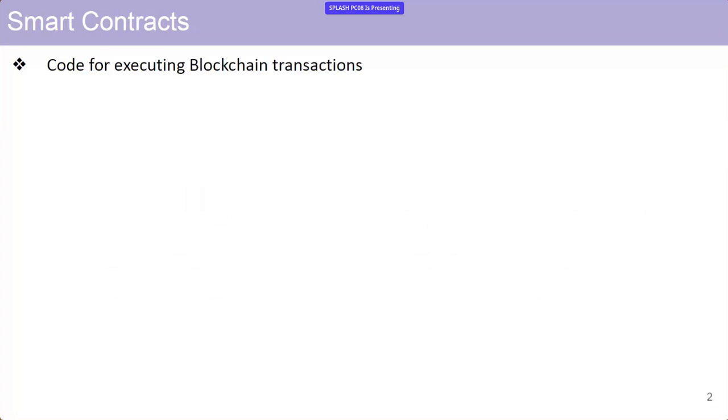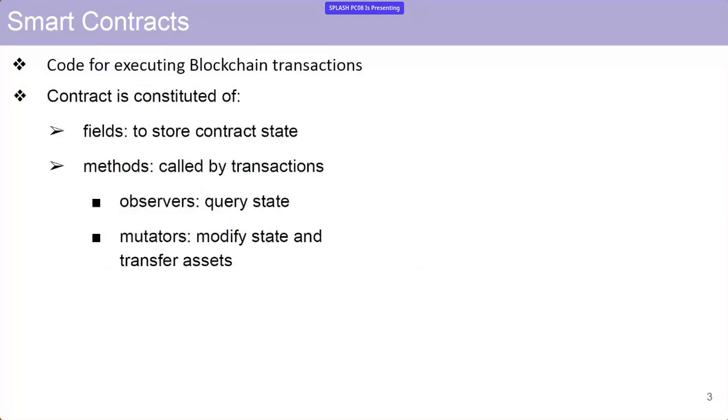So smart contracts, we can think of them as ordinary programs that execute blockchain transactions. In particular, a smart contract is constituted of fields to store the contract state and methods which execute transactions. We can differentiate between two types of methods: observers, which we use to query the state, and mutators, which we use to modify the state and transfer assets.